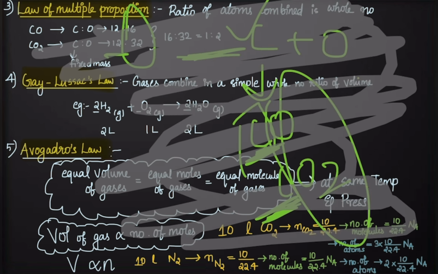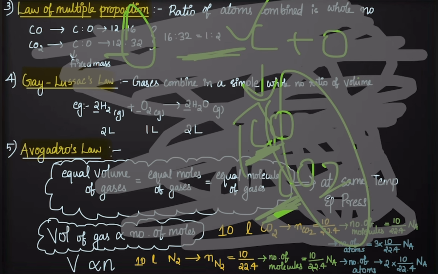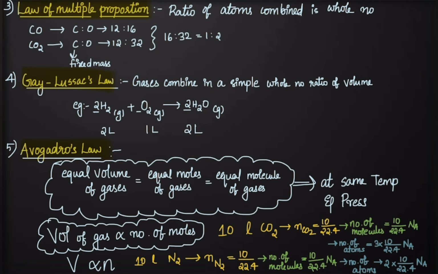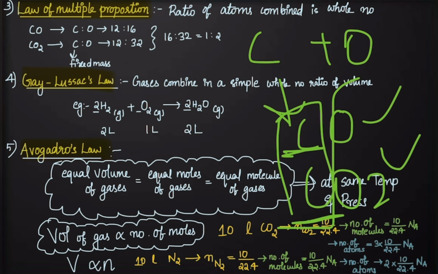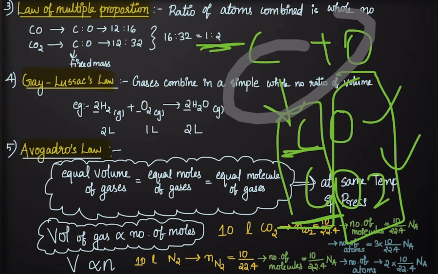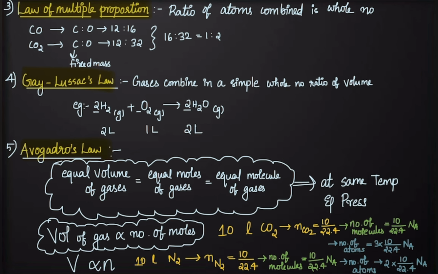If two or more atoms combine to form different compounds, and we take the mass of one atom as fixed, the mass of the other atoms will be in a simple whole number ratio. This is the definition of the law of multiple proportion.